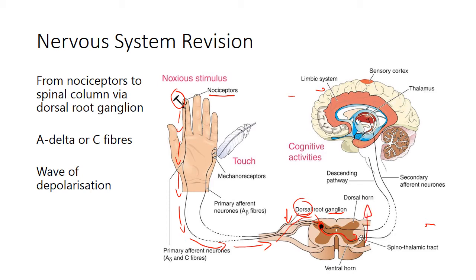We're actually going to leave our revision of this pathway at the spinal column, because the two pharmacological agents we're looking at today are the non-steroidal anti-inflammatory drugs and local anaesthetics, and they act on this peripheral nervous system here, whereas once we get to the spinal column and then travel up toward the brain, that's the central nervous system, and we'll cover that in the next video in this two-part series.